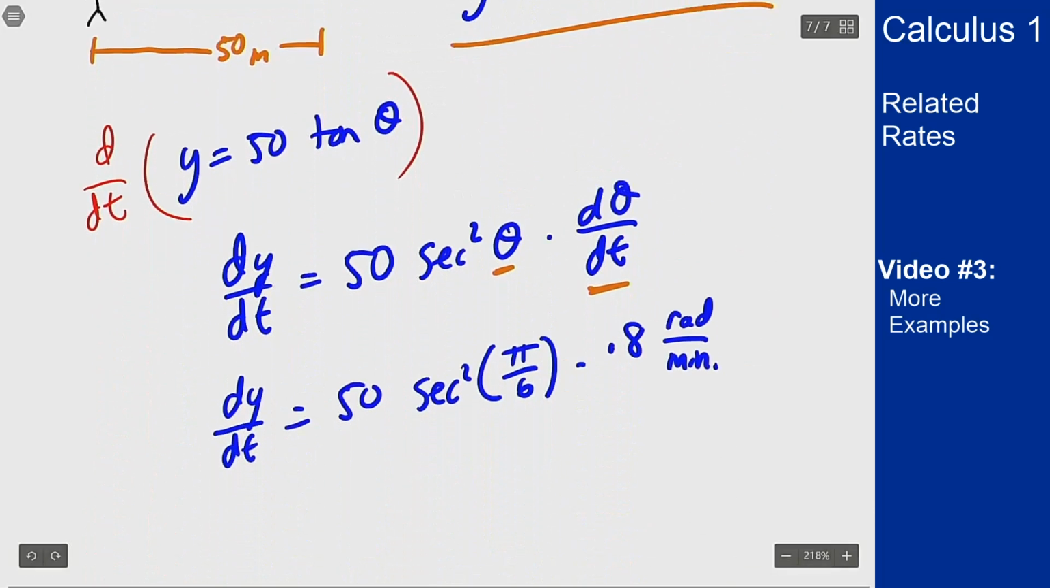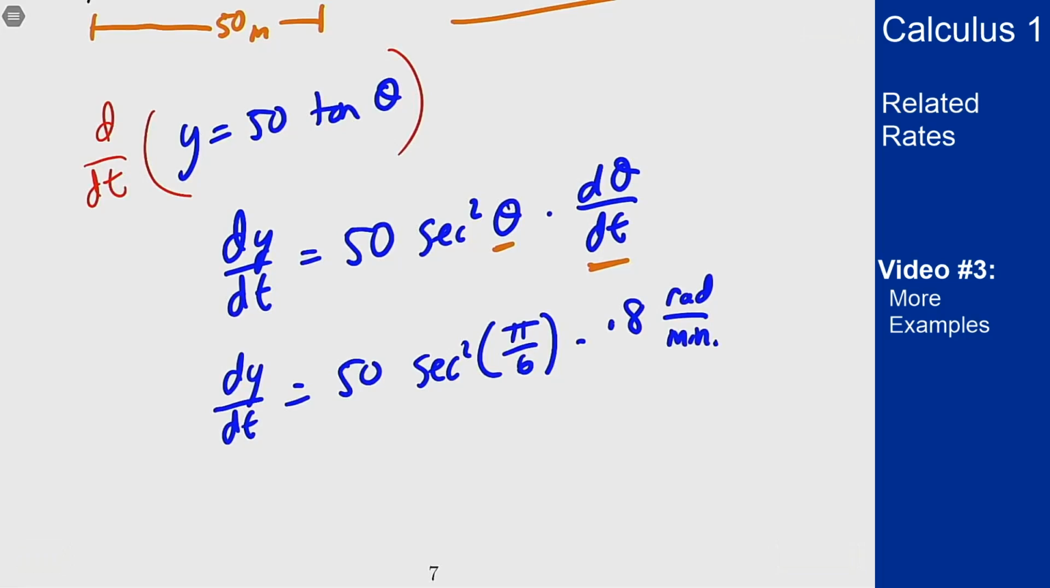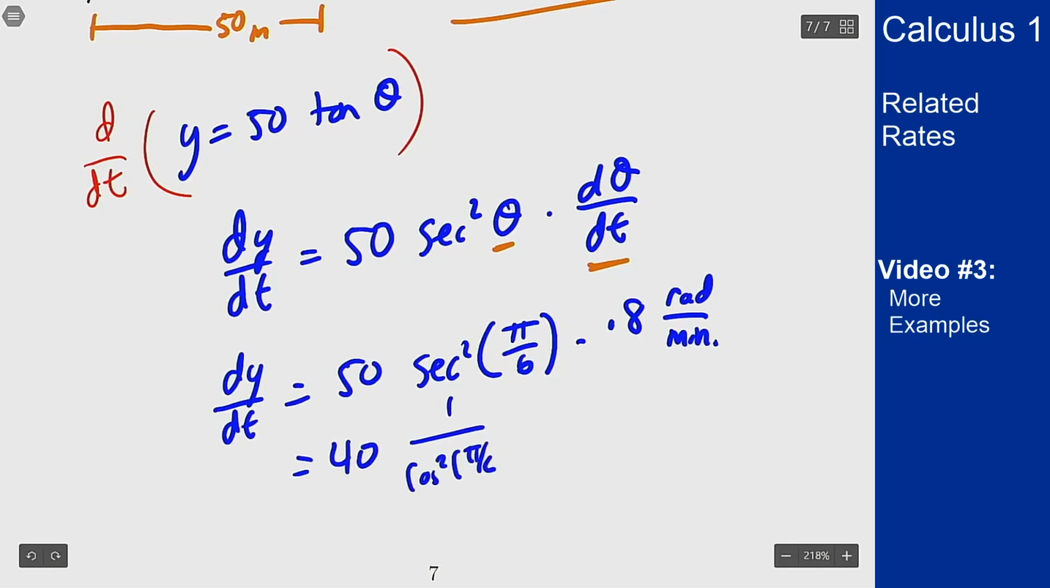So now I can figure this out. 50 times the 0.8 gives me a 40. Secant squared is 1 over cosine squared of pi over 6. Cosine of pi over 6 is root 3 over 2. So this is 40 times 1 over 3/4, which is 160 over 3 meters per minute.